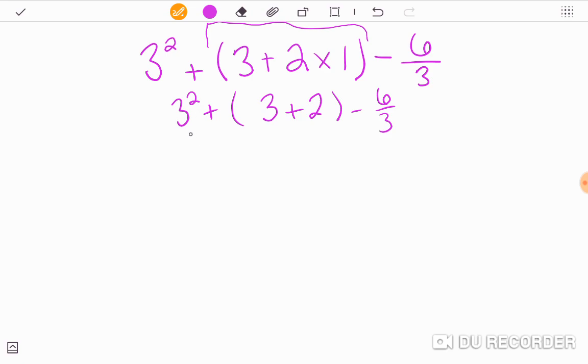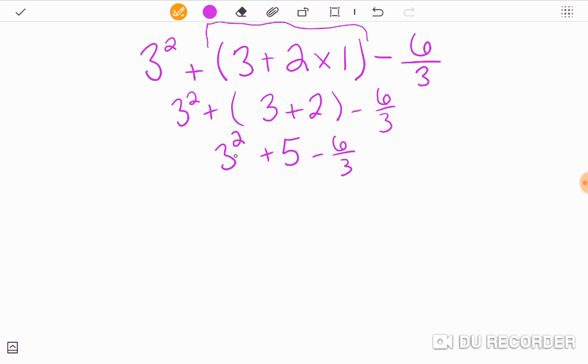So now we reevaluate. Do we have parentheses? Yes. We still have parentheses. 3 plus 2, 5. Now, because 5 is the only thing that would be inside those parentheses, you don't have to draw those parentheses anymore. You can just leave it 5 and bring everything else down. Okay, now, do we have parentheses? Nope, no more parentheses. Exponents, yep, we have exponents right here.